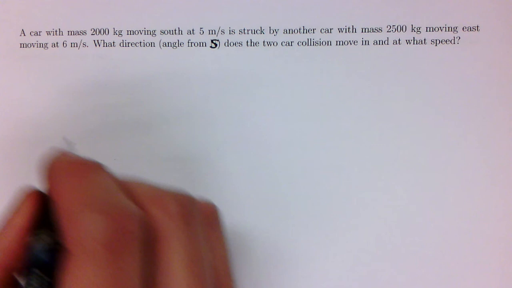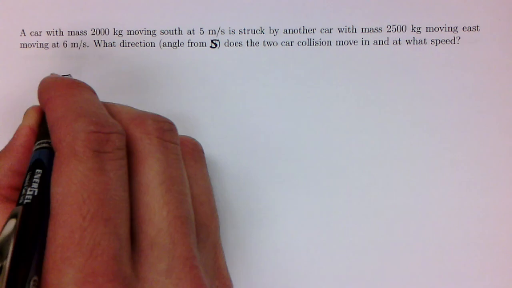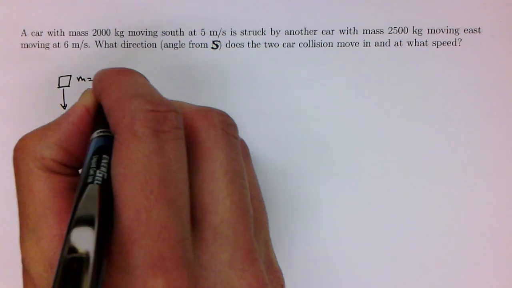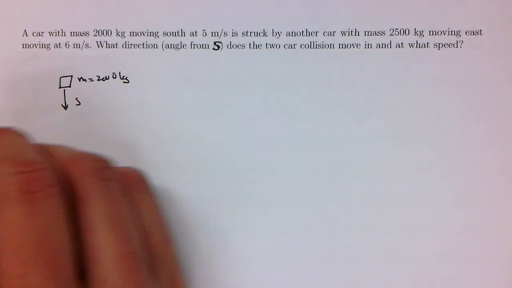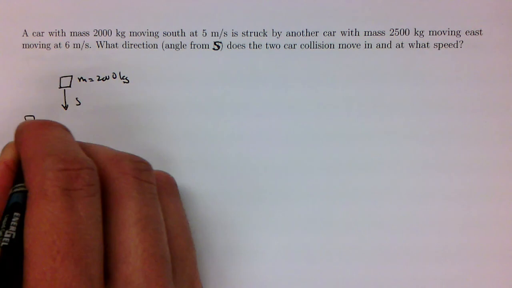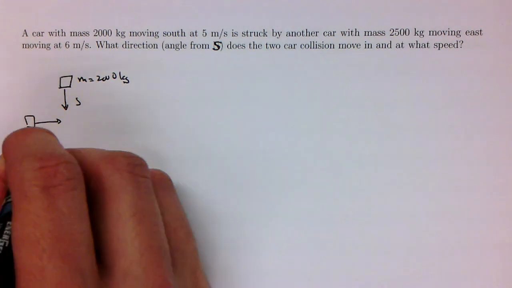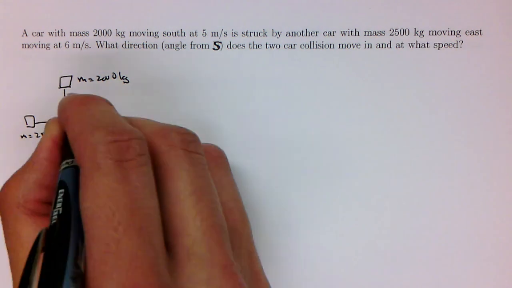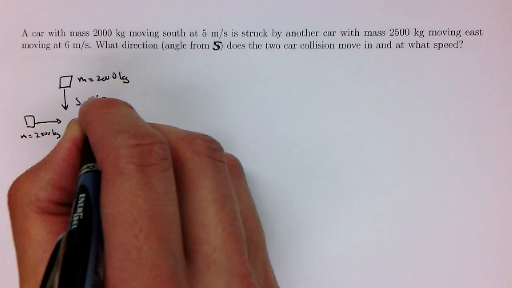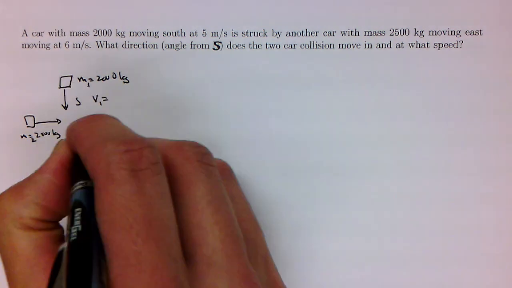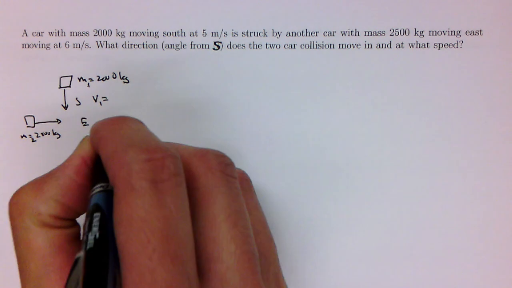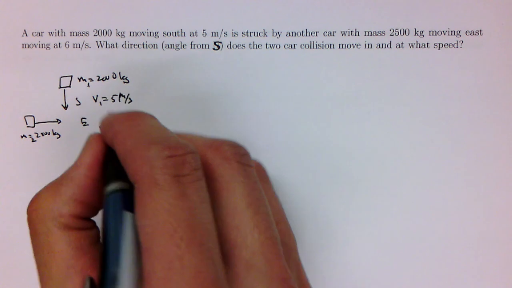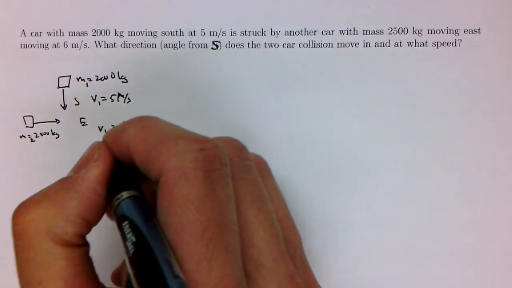All right, so let's draw a picture. So we have a car which is moving south. The mass of this car is 2,000 kilograms. Right? It moves south and gets struck by another vehicle moving east. The mass of this car is 2,500 kilograms. Right? Moving east. So let's call it m1, v1, m2, v2. v1 is 5 meters per second. v2 is going to be 6 meters per second. Okay? Moving in different directions.